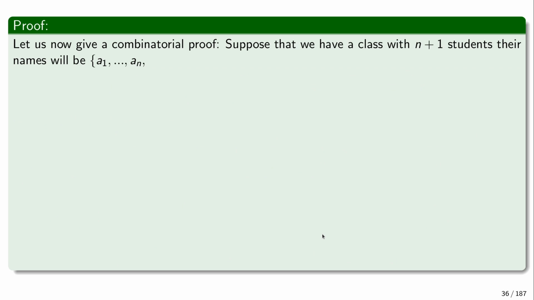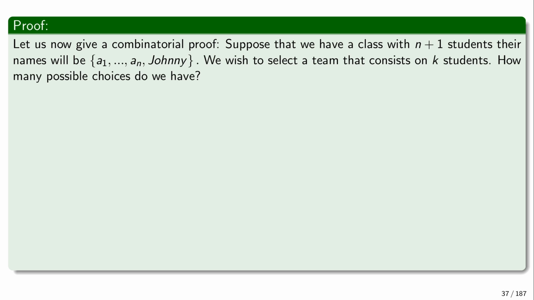So if we look at the combinatorial proof, suppose that we have a class of n plus 1 students. Their names will be A1 up to An, and one special student whose name is going to be Johnny, right?